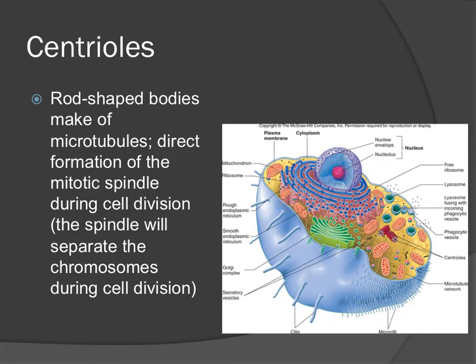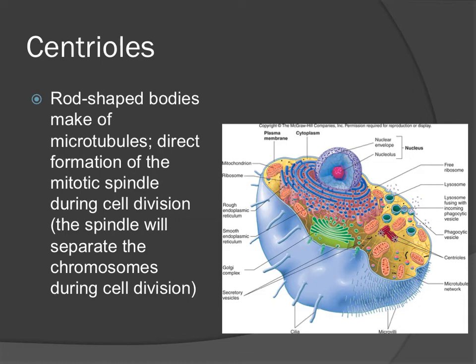The centrioles are rod-shaped bodies made of microtubules, and they are the direct formation of the mitotic spindle during cell division. So the spindle will separate the chromosomes during cell divisions. So the centrioles are basically there in the cell to help the cell when it comes time to divide. So they go to work during mitosis and meiosis.